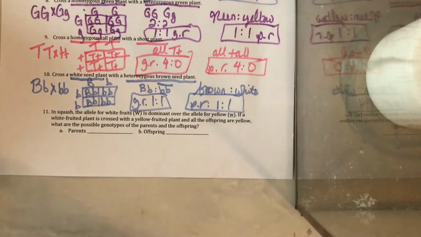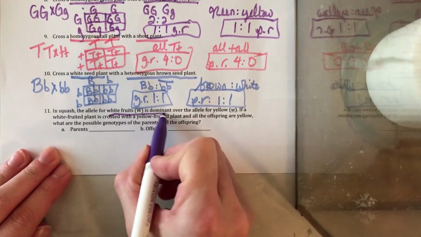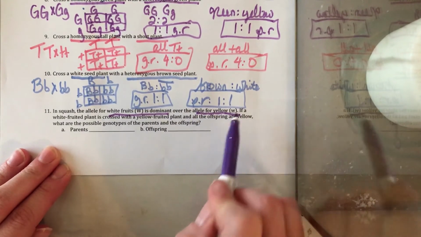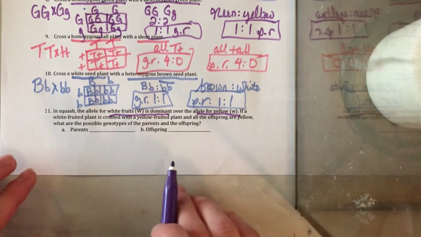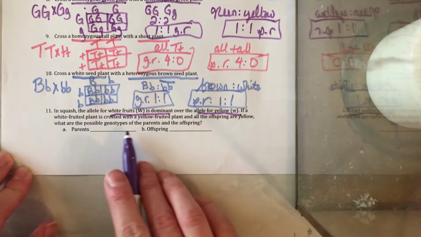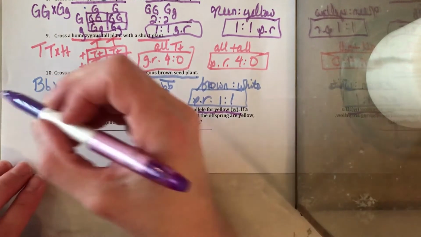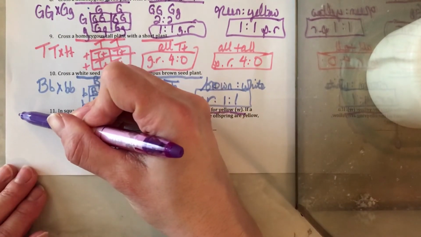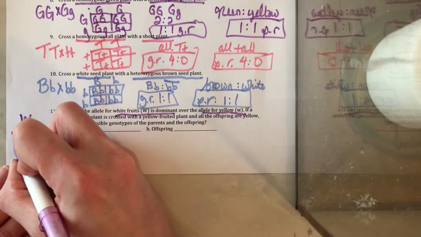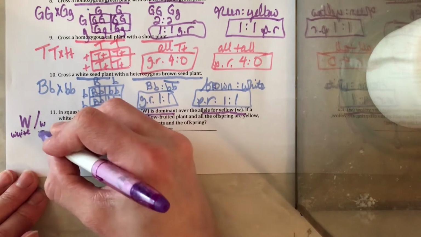Now for the last one, we have in squash, the allele for white fruits is dominant over the allele for yellow. If a white fruited plant is crossed with a yellow fruited plant and all the offspring are yellow, what are the possible genotypes of the parents and the offspring? Okay, so here are the alleles that we are dealing with. We have a capital W for white, which is dominant, and a lowercase w for yellow, which is recessive.